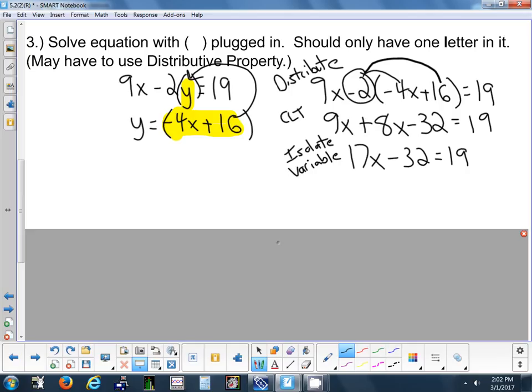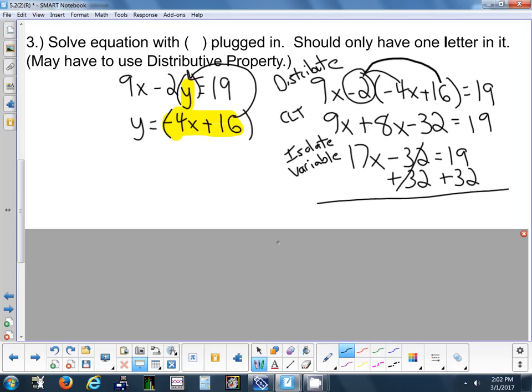Okay. No. I want to get on this side. I just want 17x. I don't want anything else. So if there's something on that side with it, I want to get rid of it. Add 32. Good. What am I going to add 32 to, Natalie? 19.